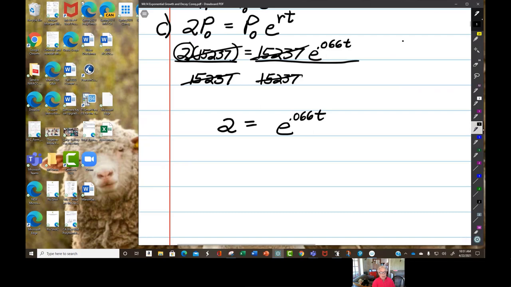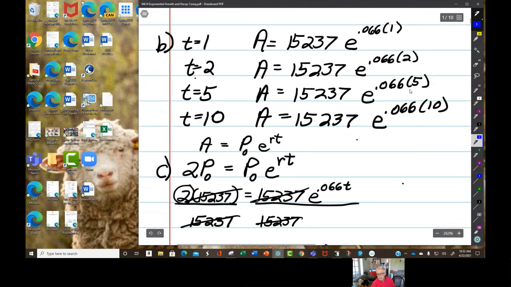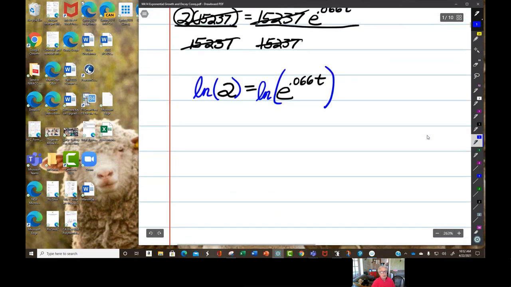Cool. All I need to do now is bring the t down, and only one thing will do that, and that's a logarithm. And the logarithm I choose when I'm dealing with an e is the natural logarithm ln. So I'm going to take the ln of 2 and the ln of e to the 0.066t. Let me double check and make sure. 0.066, okay. Didn't want to get that wrong.